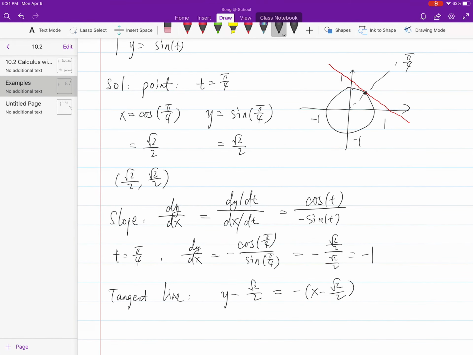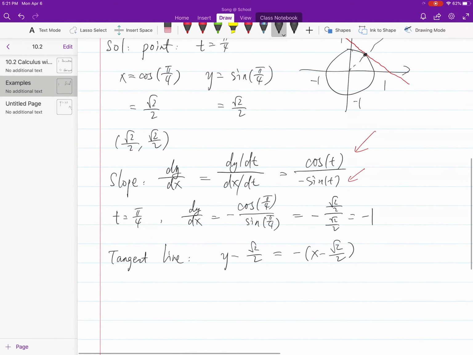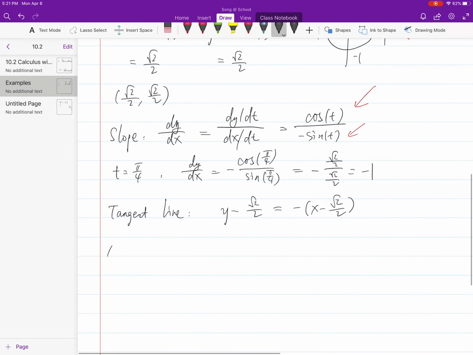That is good. Another interesting thing about parametric equations is this. We just finished, right? This is dy over dx. Moreover, this is actually dy over dt, and this is actually dx over dt. Now let's investigate what happens at t equals 0.